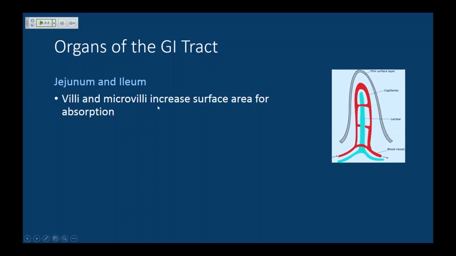So villi and microvilli in the jejunum and the ileum increase the surface area for absorption. That's their main function. Here is a villus. On the surface of this villus would be smaller projections called microvilli. Importantly, there is a capillary bed running through this villus that allows for the absorption of nutrients into the circulation. And there is something called a lacteal, which is part of the lymphatic system. And you'll see that that is responsible for the absorption of fatty acids into the lymph, which will eventually be delivered back to the circulation.